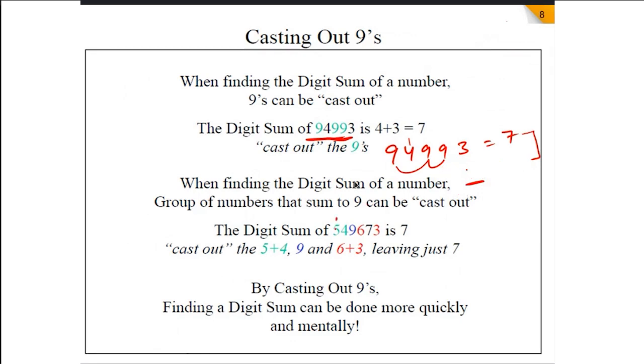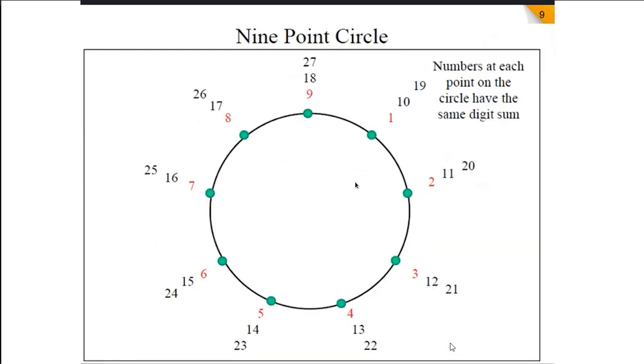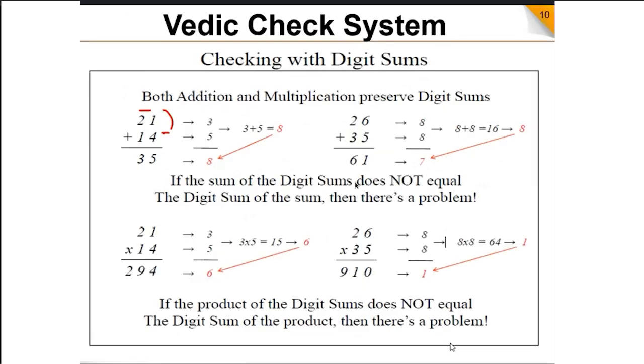Yes, sir. Look at this number 54967. Again, what are the multiples of 9? This is 6 plus 3. This is 5 plus 4. What is the remaining number? 7. What is the digital root? 7. Get it? Because whatever numbers are multiples of 9, we are going to eliminate them, because it will give us the value very easily. That is where the nine-point circle comes in.